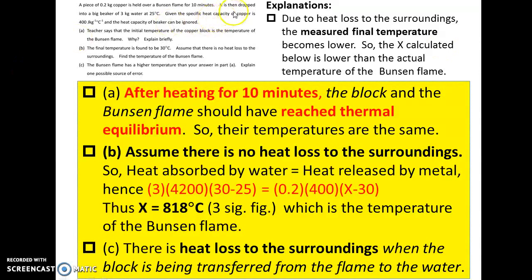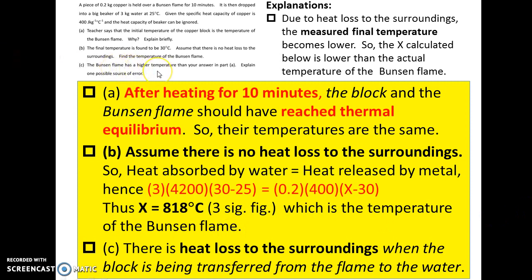Then the hot metal block is dropped in the beaker of water at 25 degrees Celsius, giving a final temperature of 30 degrees Celsius. You are asked to find the temperature of the Bunsen flame. Assume there is no heat loss to the surroundings and the heat absorbed by the cold water should be the same as the heat released by the hot metal, and so we have that equation. And then we may find the initial temperature of the hot metal before it is dropped into water. And this, we assume it to be the same as that of the Bunsen flame.